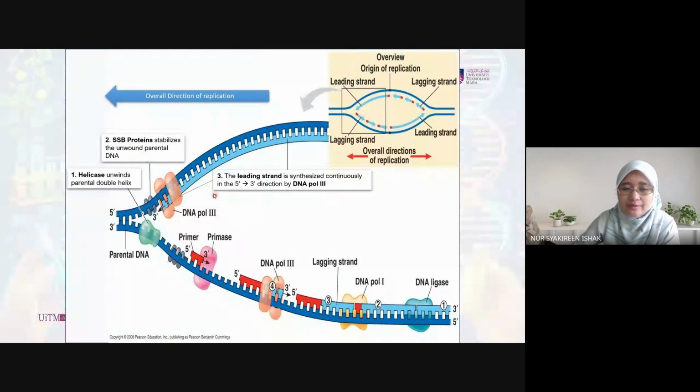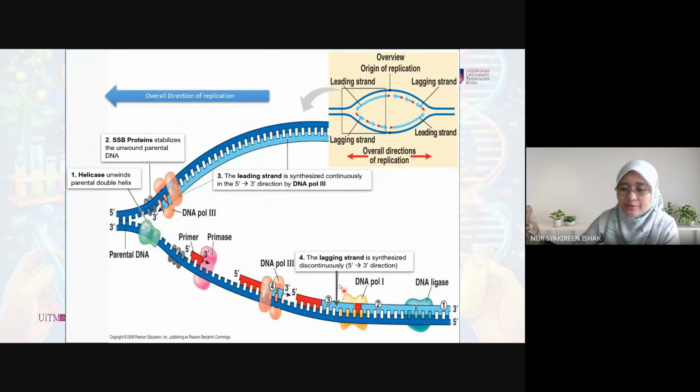Then we have the synthesis of the leading strand. The leading strand starts at the origin of replication towards the replication fork. It is synthesized continuously in the 5 to 3 prime direction by the enzyme DNA polymerase 3.